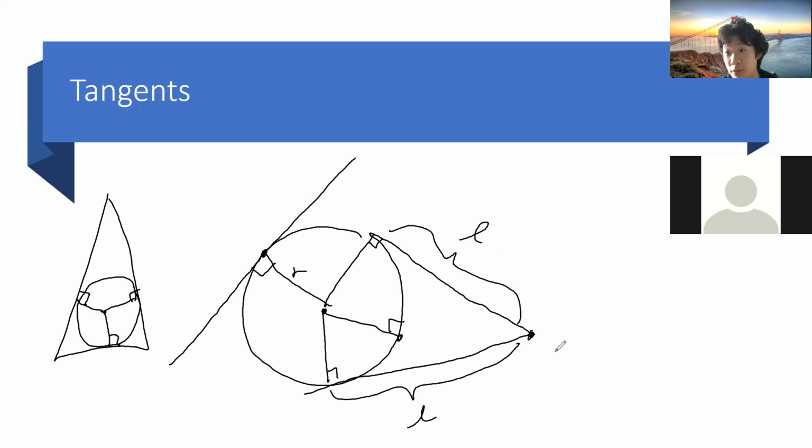If we have two tangents to a circle coming from the same point, then if we take the distance from the point to the contact point, those two distances must be equal, okay? So any questions about tangents?